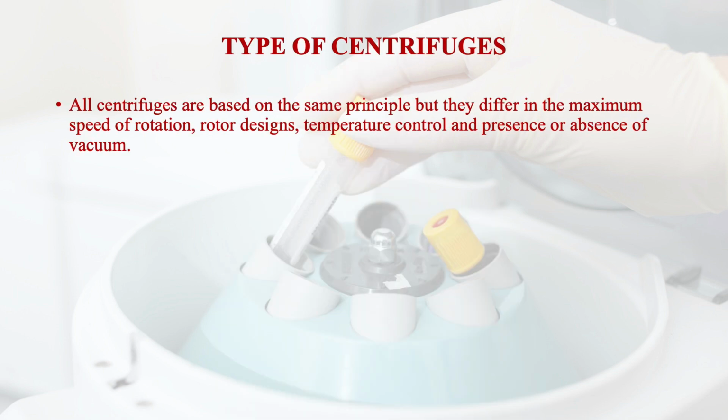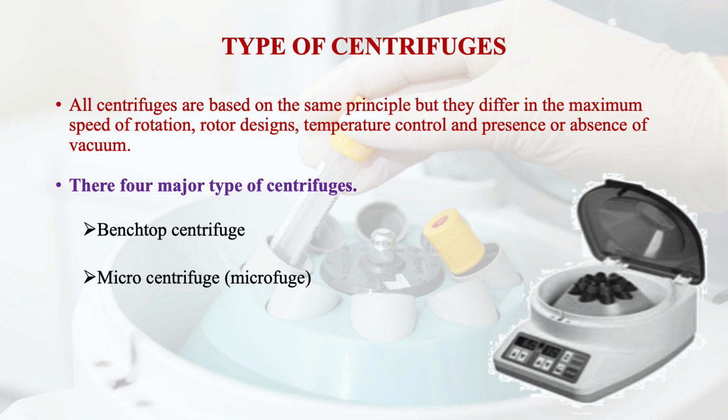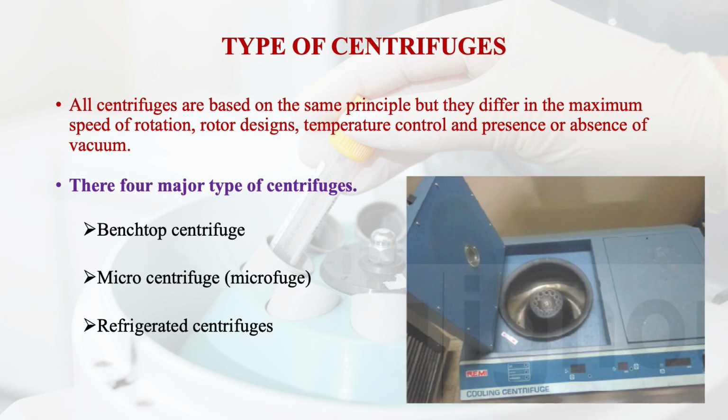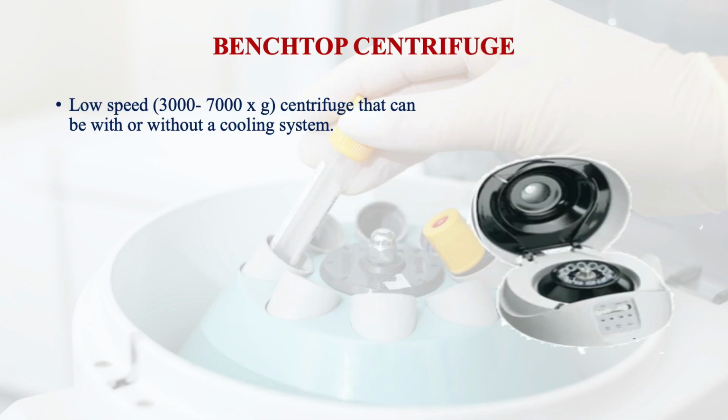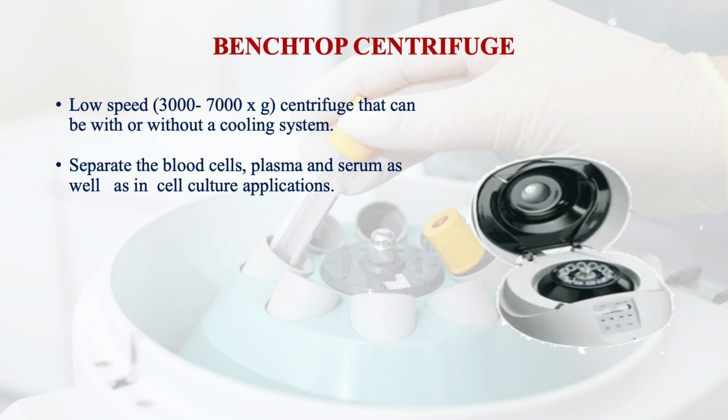Depending on rotor speed, rotor type, temperature control, and the presence or absence of vacuum, there are four types of centrifuge: the benchtop centrifuge, the microcentrifuge or microfuge, the refrigerated centrifuge, and the ultracentrifuge. These types are applicable for different applications with biological samples. The benchtop centrifuge is a low speed centrifuge, with or without a cooling system, and it is very useful for the separation of blood cells, plasma and serum, as well as cell culture applications.